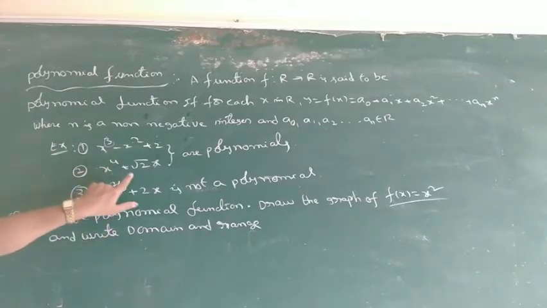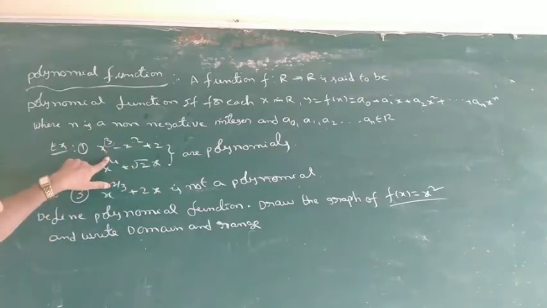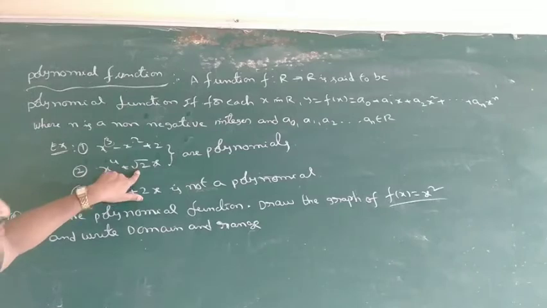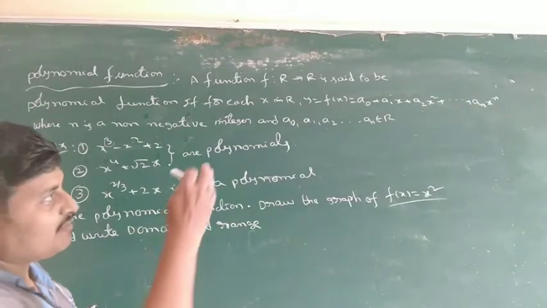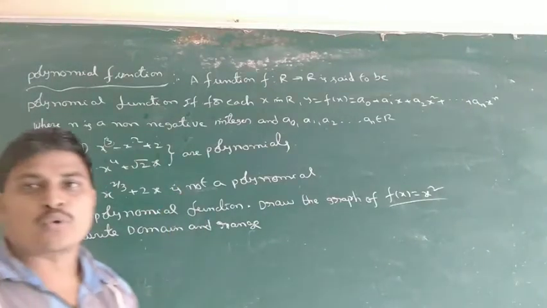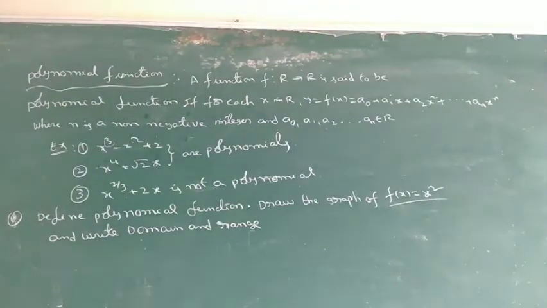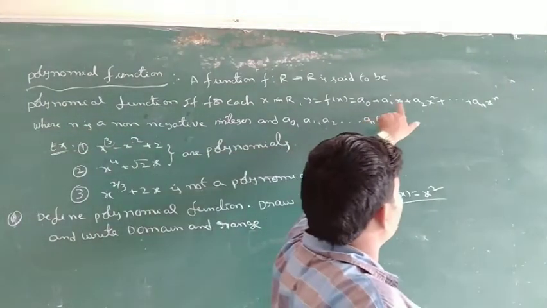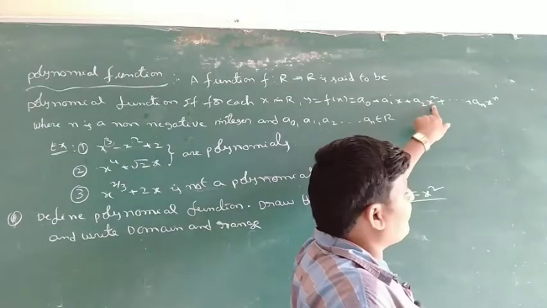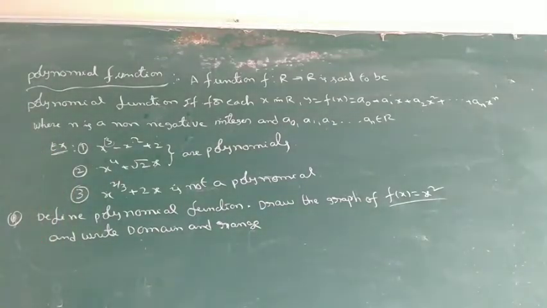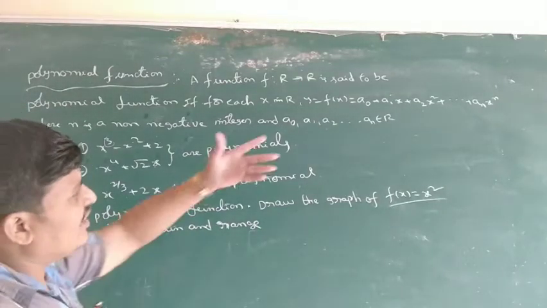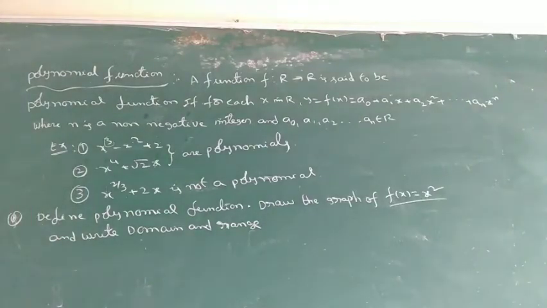Another example: x power 4 plus root 2 into x. The powers are non-negative integers, but the values a0, a1, a2 and so on up to an are called the coefficients of the polynomial. So a1 is the coefficient of x, a2 is the coefficient of x square, and an is the coefficient of x power n. Coefficients can be any real numbers, root, negative, positive, fraction, but the powers must be only non-negative integers.